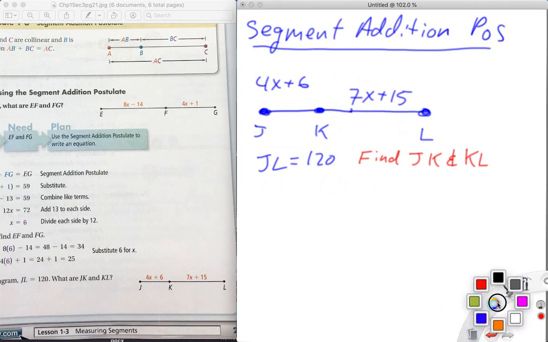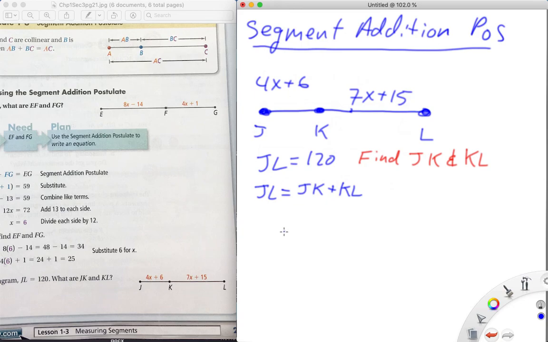Knowing the segment addition postulate, I know that the bigger segment, JL, is equal to the smaller segments added together. So it's equal to JK plus KL.